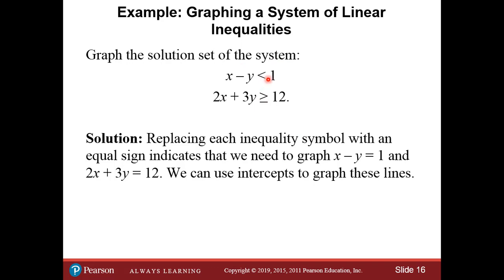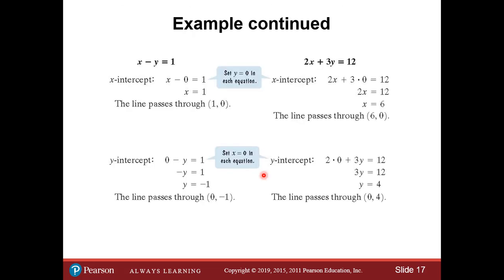So if we want to graph the solution for these two inequalities, the first thing we need to do is graph both of these. The first thing we're going to do is solve for the inequalities with equal signs. So we're going to substitute equal signs in for these. We're going to use x minus y equals 1 and 2x plus 3y equals 12. And we're going to graph these.